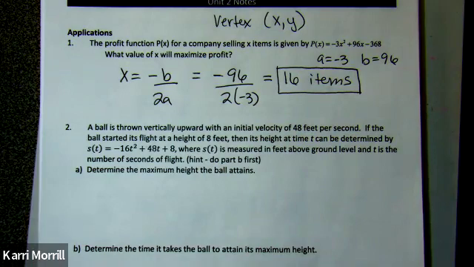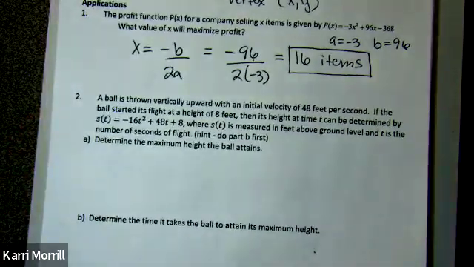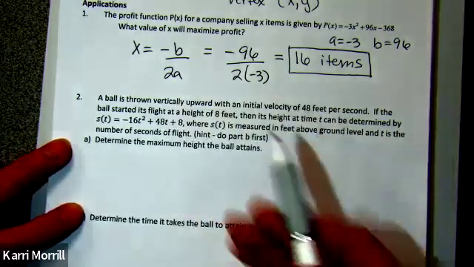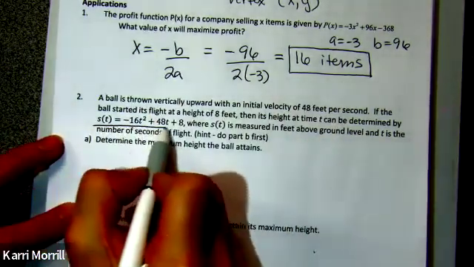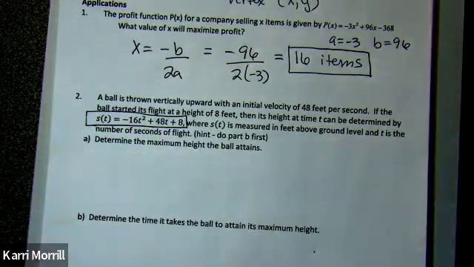Number 2 says a ball is thrown upward with an initial velocity of 48 feet per second. If the ball started its flight at a height of 8 feet, then its height at time t can be determined by this. So all that is kind of extra information to help you understand how they generated this function right here, where S of t is measured in feet above ground and t is the number of seconds of flight.